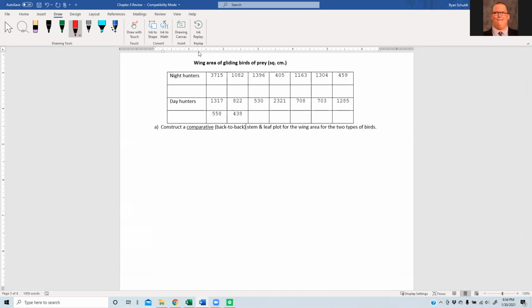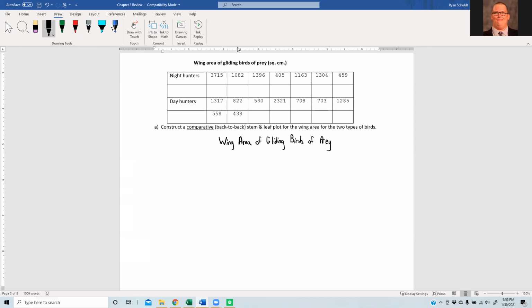So let's see here. Let's first get our title set up. So wing area. I don't want to write in red. Wing area, gliding birds of prey. Okay, there's our title.